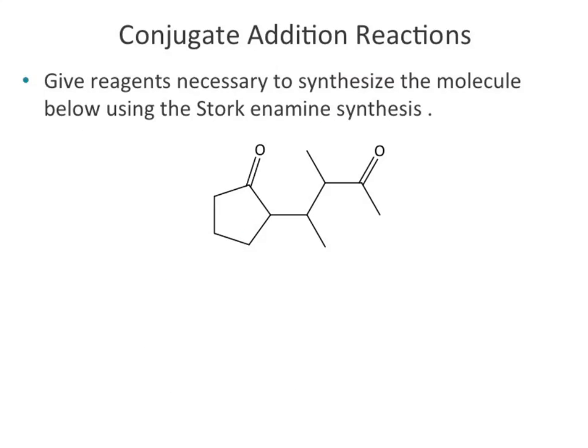Okay, so here we got a synthesis molecule. Give you some time to go through and work this out. We want to use it as the Stork enamine synthesis. So this means one of your intermediates needs to be an enamine. It needs to show up in the synthesis. So go ahead and take a stab at it, see what you come up with. If you got questions, raise your hand, I'll come to you.